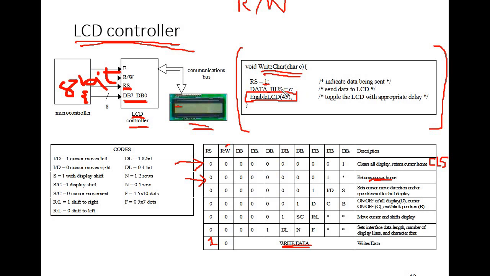After writing the character and specifying that we want to write the character, we enable the LCD for 45 milliseconds by toggling the LCD with the appropriate delay, right? The E would be set to 1, then the timer would count for 45 milliseconds. Afterwards E should be equal to 0, to enable and then disable the LCD display controller.